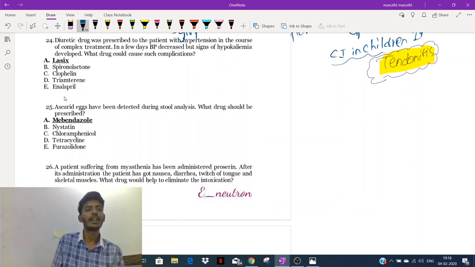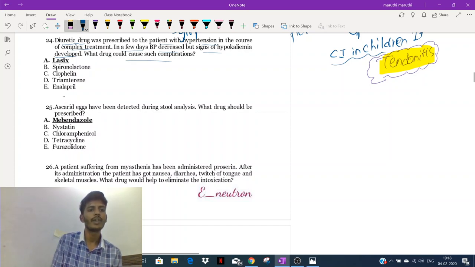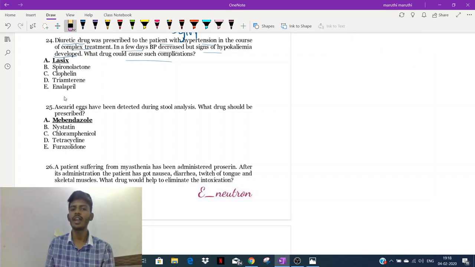A diuretic drug was prescribed to a patient with hypertension. In the course of complex treatment, in a few days, BP increased but signs of hypokalemia developed. What drug caused this side effect? Okay. Now, in this condition, we will finish the loop diuretics also. Already, I spoke about the potassium sparing diuretic, that was our aldosterone antagonist.